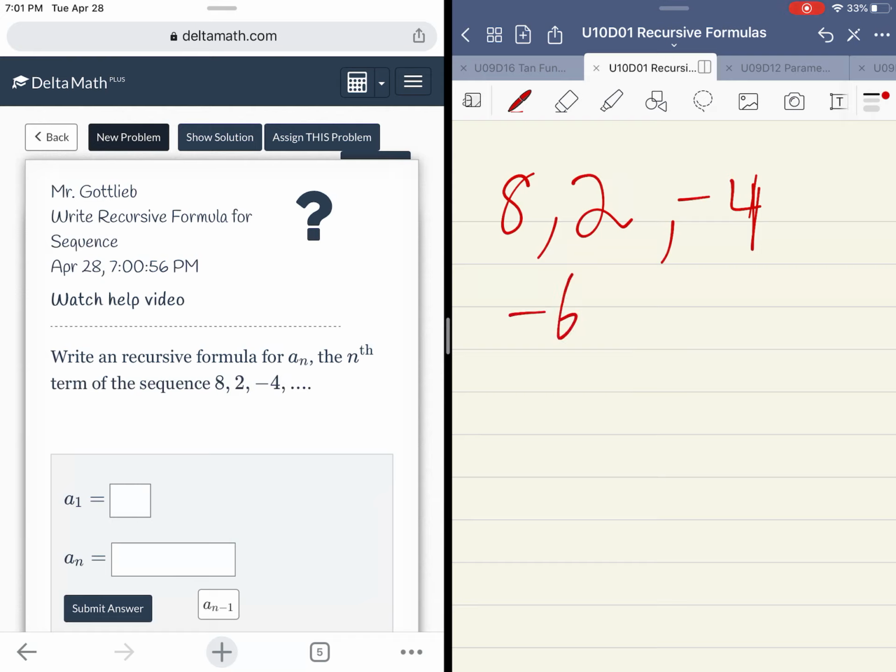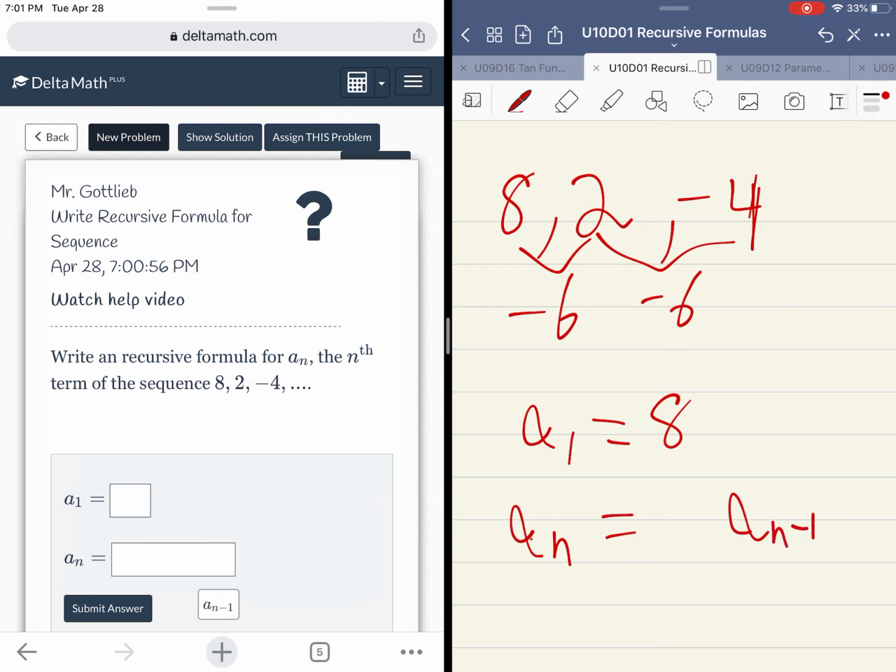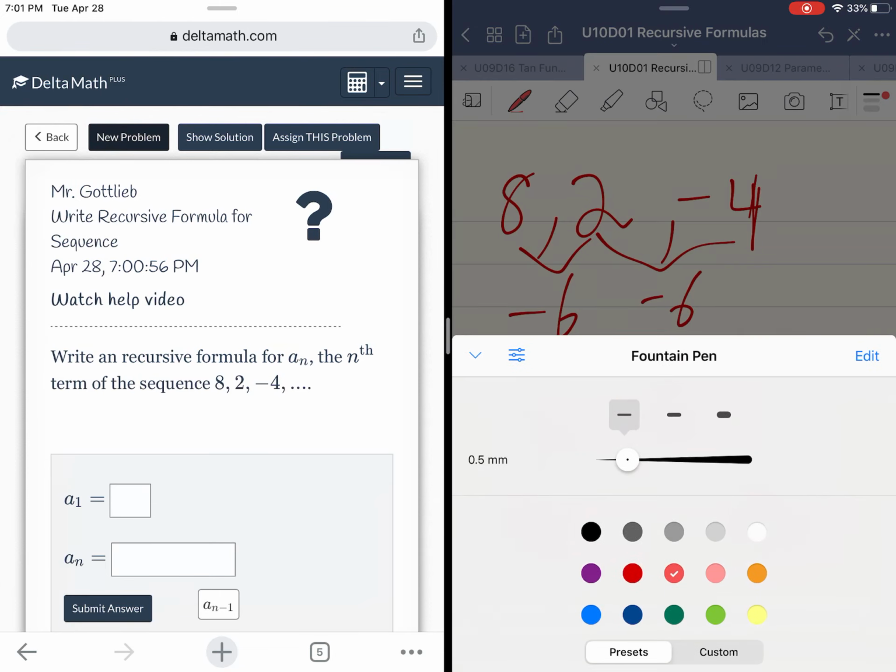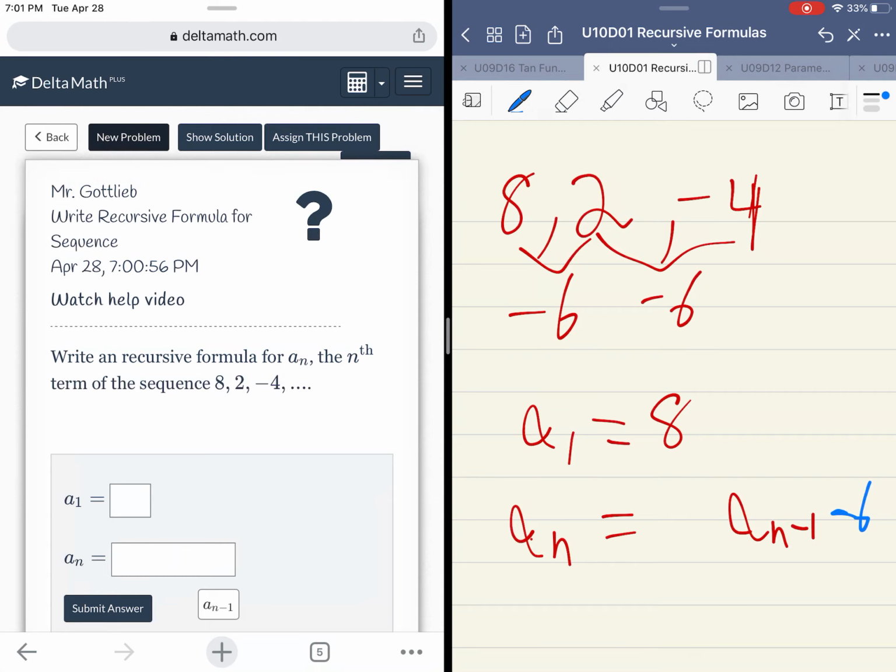Now, looking at the next number, does subtracting 6 from 2 get me to negative 4? And it does. So negative 6 seems to be the rule that connects all the numbers in this sequence. So we're going to write a1 equals 8, because that's our first term. And to find any number in the sequence, we're going to take the previous number and do what to it? Well, we see that subtracting 6 works, so we're going to write minus 6. And that's our rule.